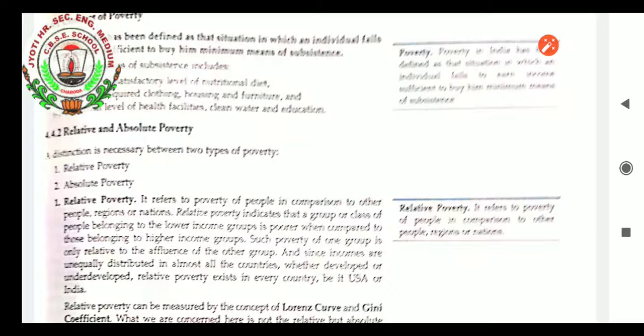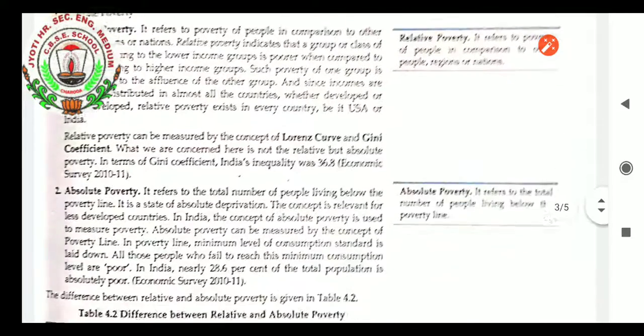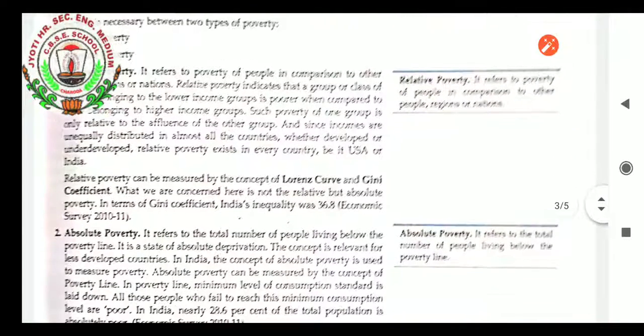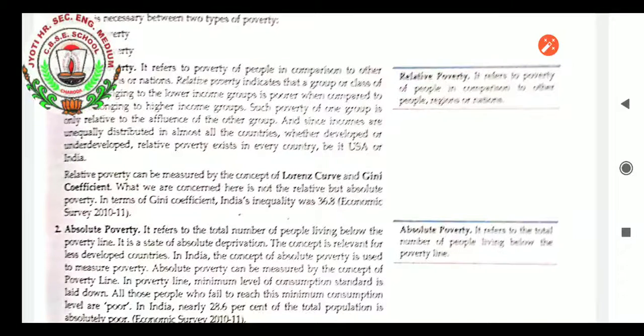And since incomes are unequally distributed in almost all countries, whether developed or underdeveloped, relative poverty exists in every country, be it the USA or India. Relative poverty can be measured by the concept of the Lorenz curve and Gini coefficient. What we are concerned with here is not relative but absolute poverty. In terms of Gini coefficient, India's inequality was 36.8, Economic Survey 2010-11.